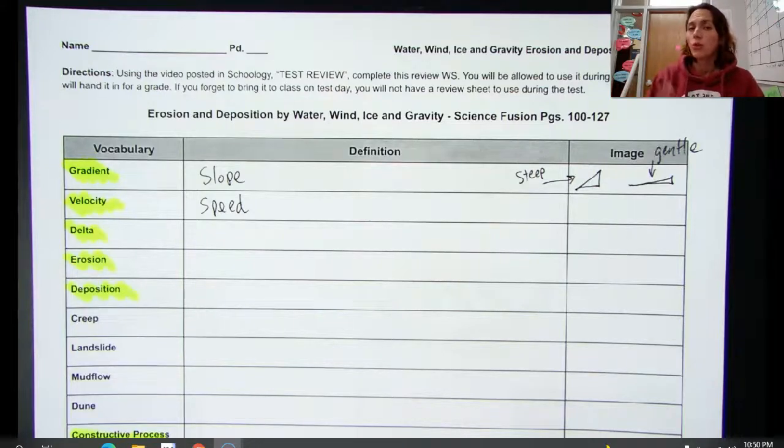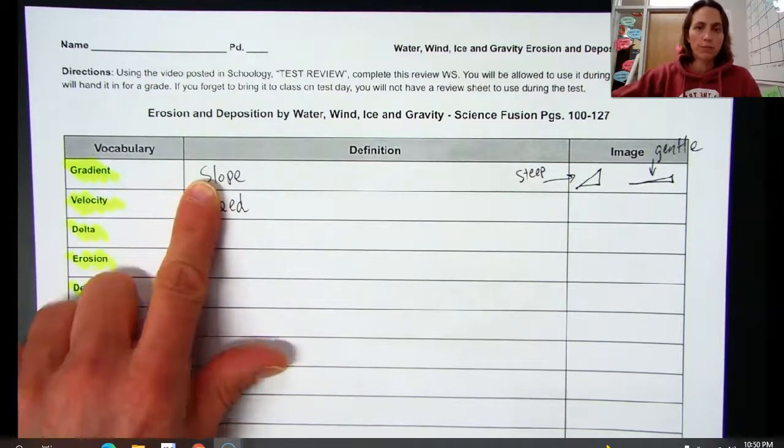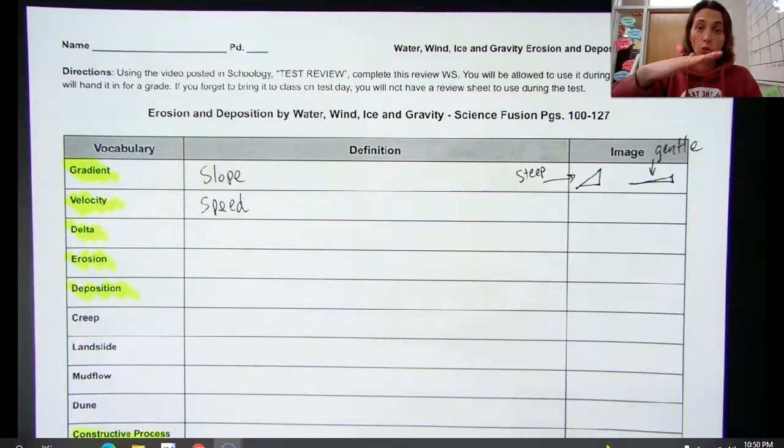Now that's important when we're talking about sediment and how much energy there is to move sediment. So when you have a steep gradient, you have lots and lots of energy, so you can carry lots and lots of stuff. But then when the water or the wind slows down, you don't have as much energy, and that stuff is going to settle out and get dropped off, and we call that deposition. Okay, that was a lot of information, but let's just break it down. Velocity, speed. Gradient, slope. High slope, high velocity. Low slope, low velocity. Talk it over with a neighbor.